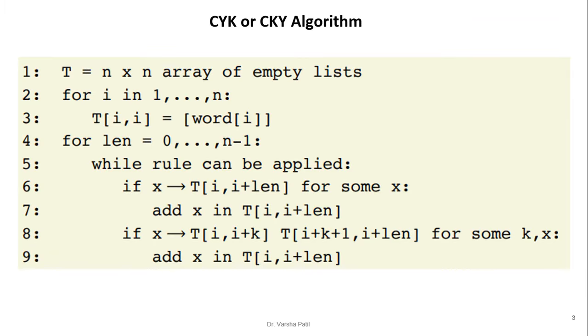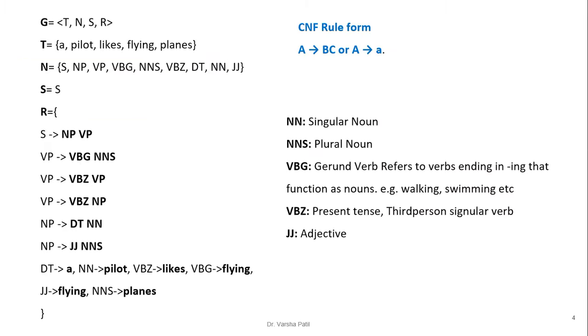Now this is the CYK algorithm, so I will explain this algorithm with the help of an example. For simplicity, I have taken problems where the grammar is already in CNF form. Converting a grammar to CNF form is very easy, but in NLP we can get the grammar directly in CNF form. Now this is the example.